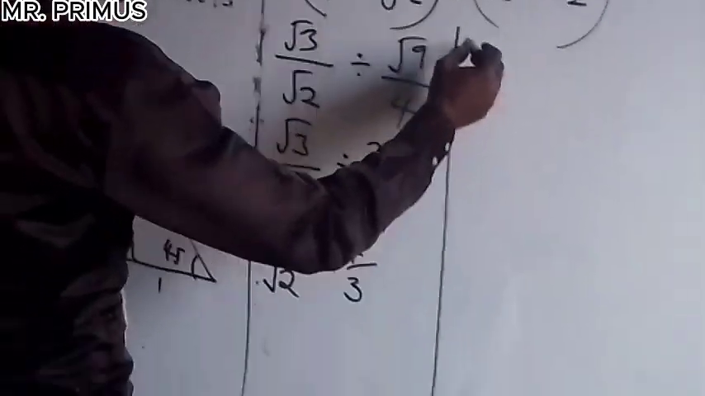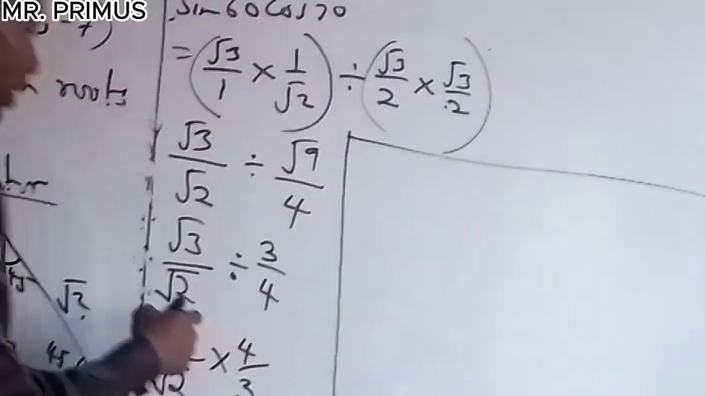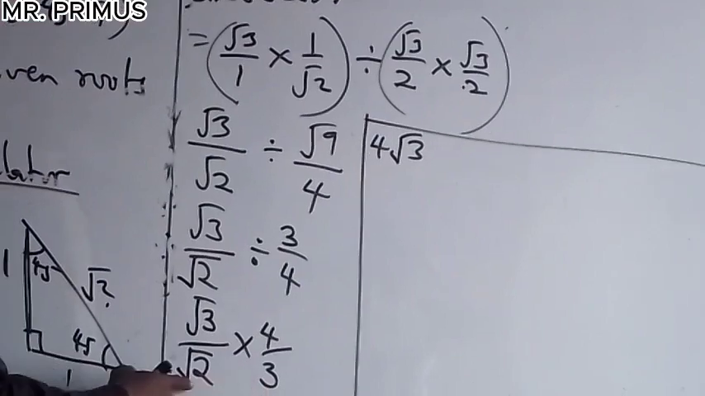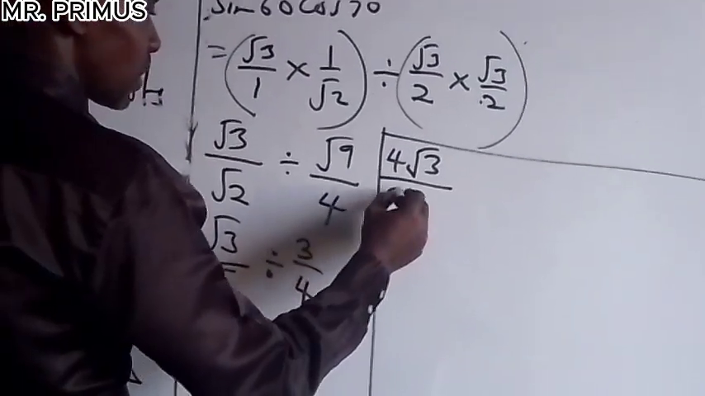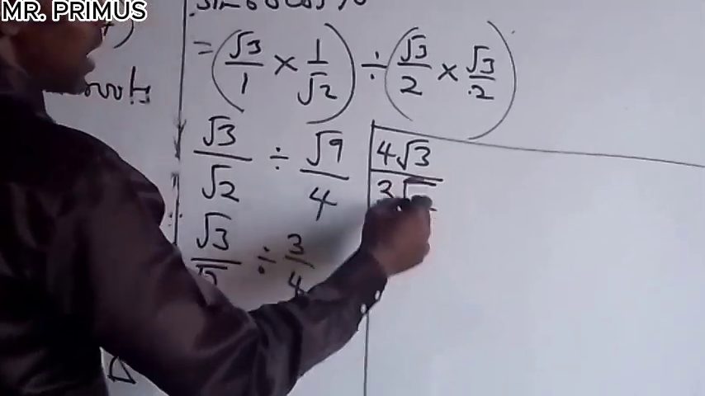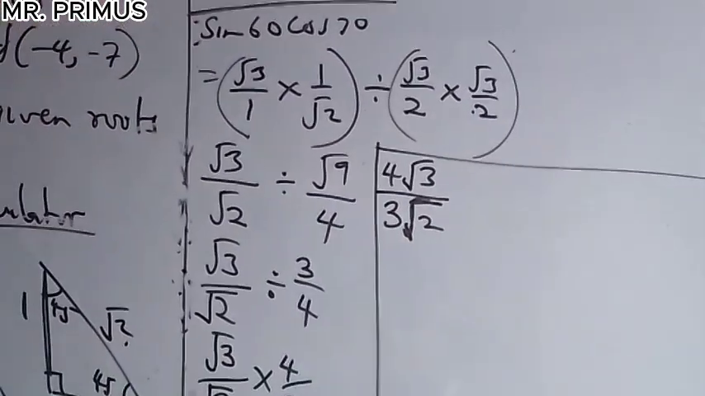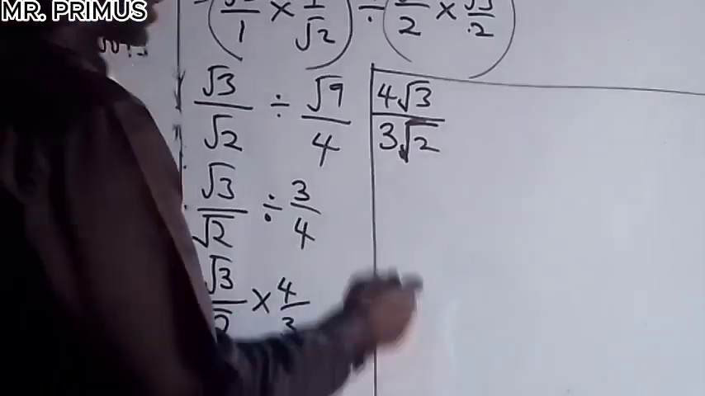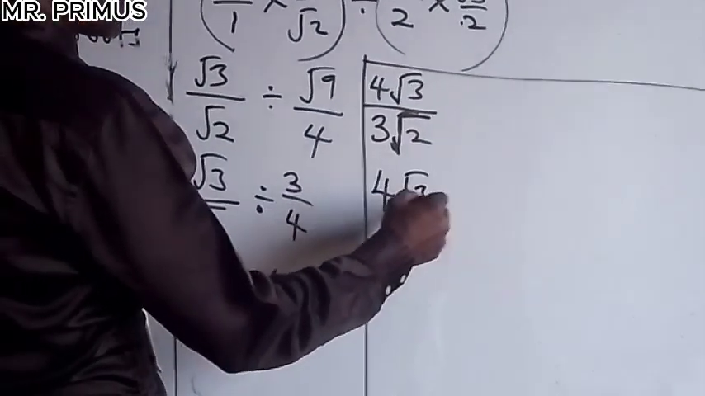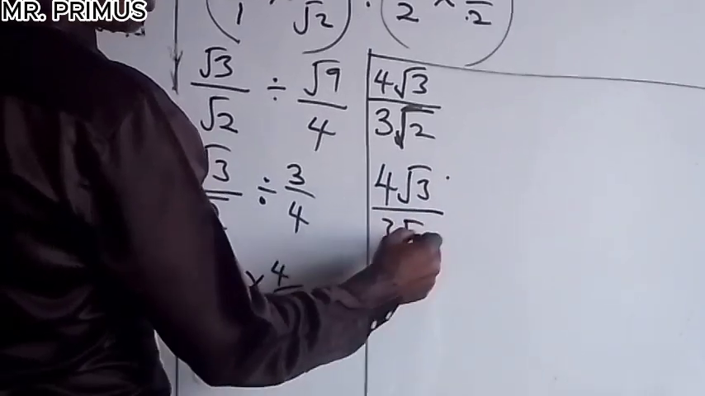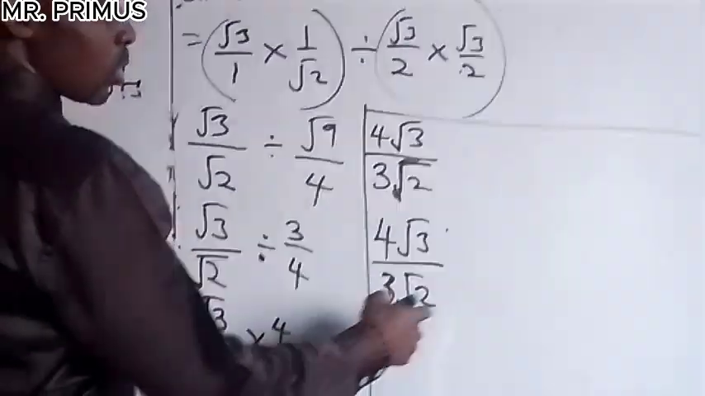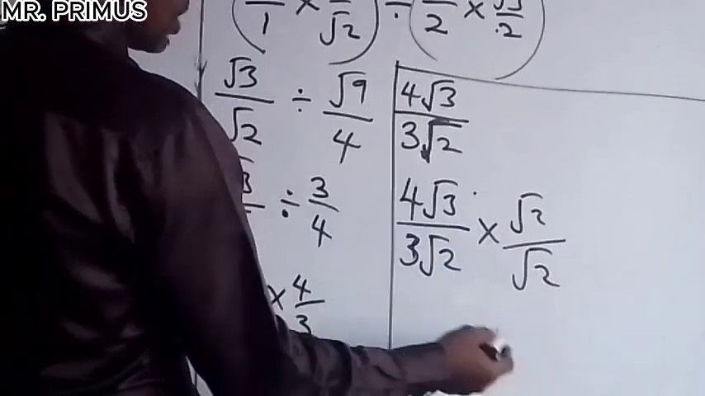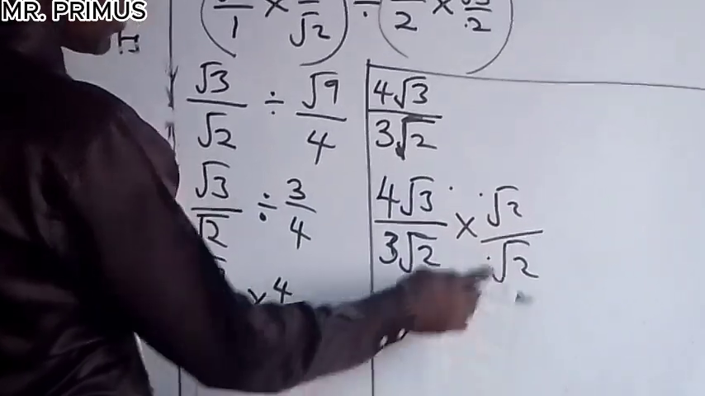Root 3 times 4 is what? 4 root 3. Root 2 times 3 is 3 root 2. If they say leave your answer in surd form, you leave it like this. But otherwise, you can say 4 root 3 over 3 root 2. You can rationalize by multiplying top and bottom by root 2.